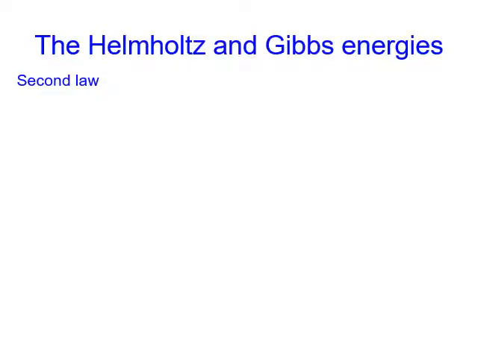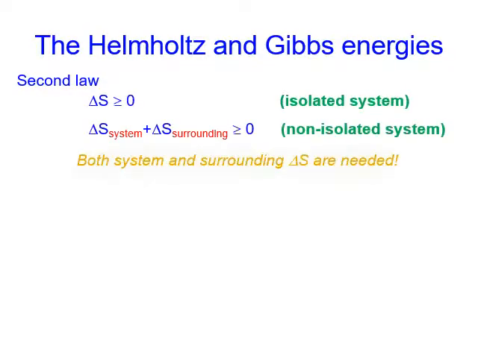In Chapter 3a, we learned the second law of thermodynamics. That is, for an isolated system, entropy should increase. Delta S is greater than 0 for a spontaneous process. For a reversible process, delta S equals 0.